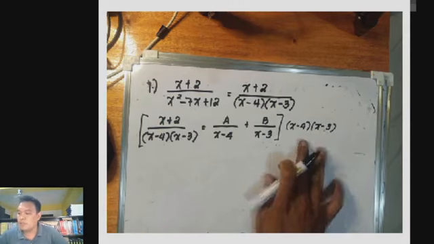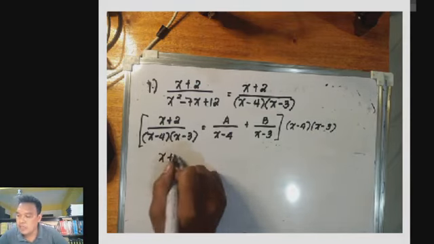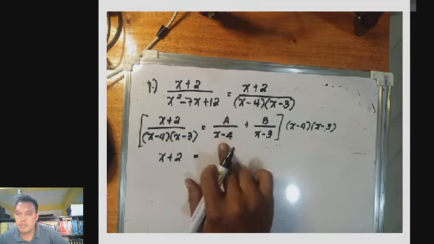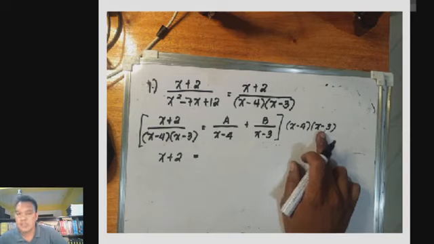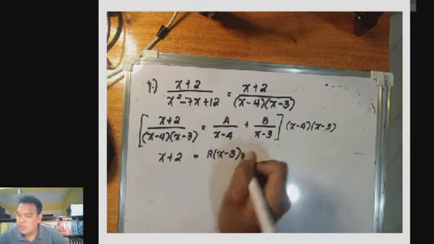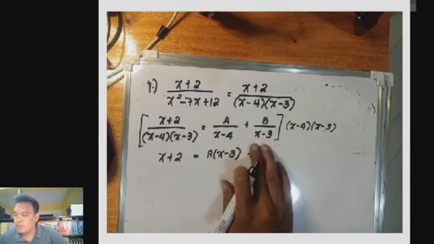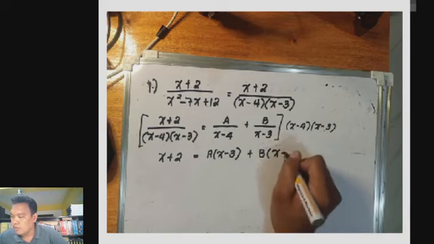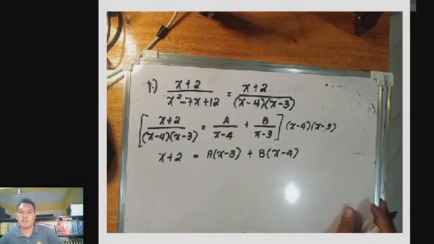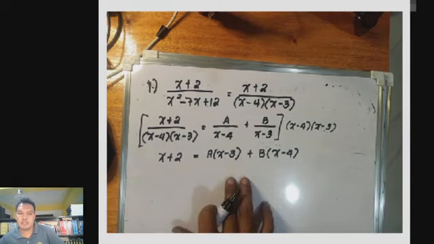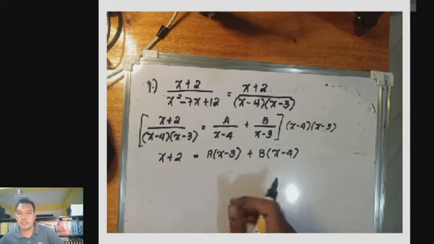So, lalabas, pag minultiply ito dito, lalabas yan ay x plus 2 lang. Equals, pag ito minultiply dito, tama bang makakancel yung x minus 4? So, matitira ay x minus 3. We have A times x minus 3. Plus, pag ito minultiply dito, makakancel yung x minus 3, lalabas, we have B times x minus 4. Okay. So, to get the value of A and B, we need to assume the value of x na kung saan may makakancel tayo. No?